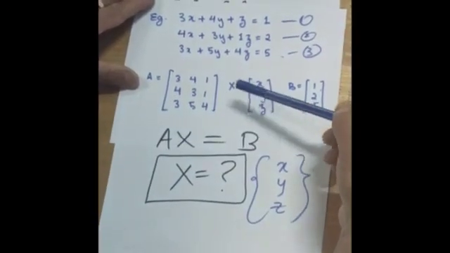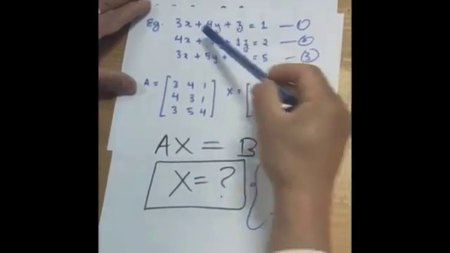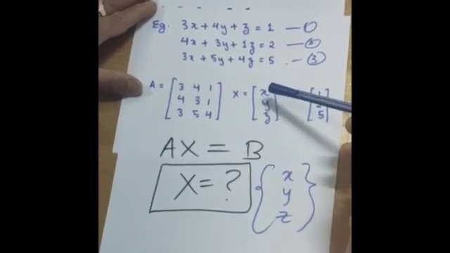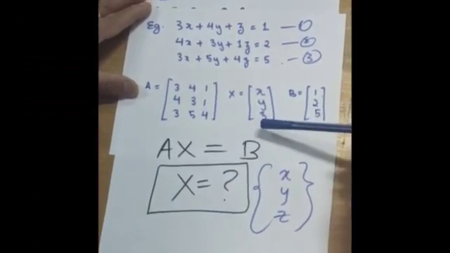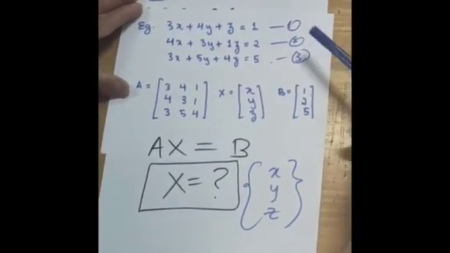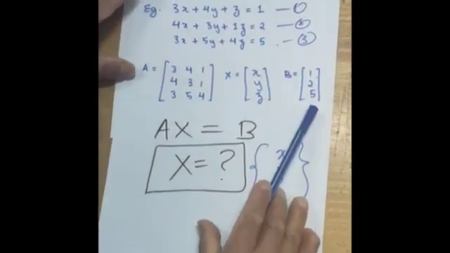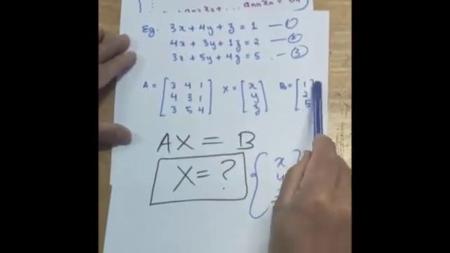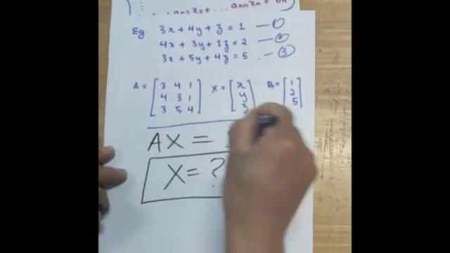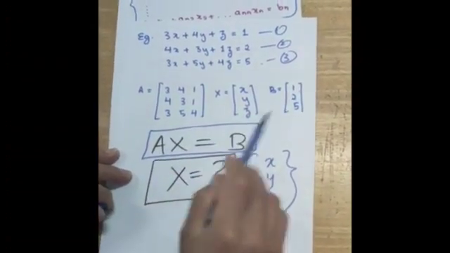So how do you get the matrix X? Matrix X is nothing but the variables involved in the system of linear equations, which are our variables x, y and z. Our matrix B is just the constants of the linear equations, which are 1, 2 and 5. If you put these matrices in the form of the linear equations, then we get the equation AX equals B.